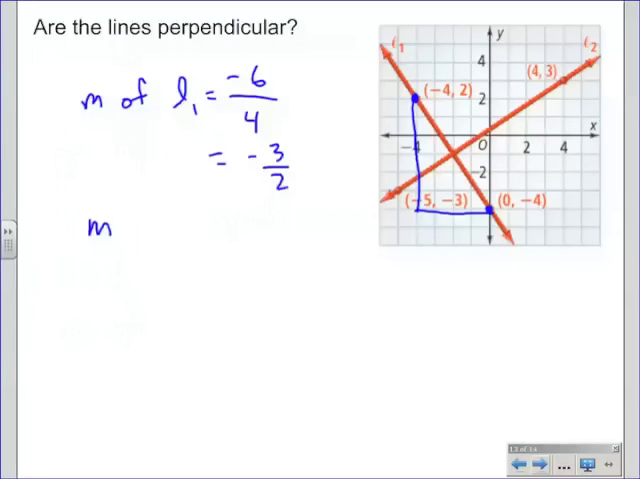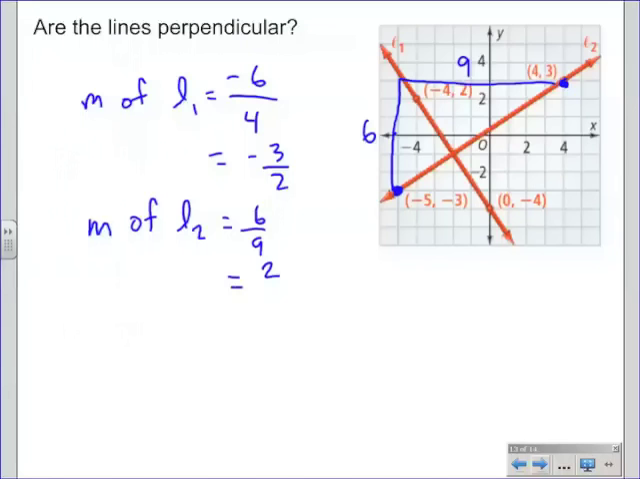Now let's calculate the slope of L2. Start at the left point, move to the right point. I rise 1, 2, 3, 4, 5, 6. I run 1, 2, 3, 4, 5, 6, 7, 8, 9. So rise over run is 6 over 9, which simplifies to 2/3.